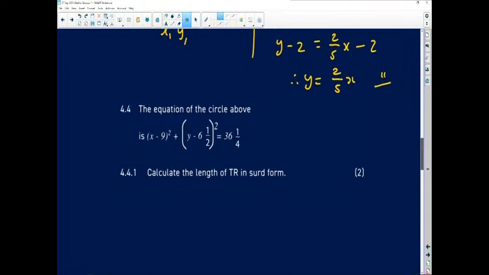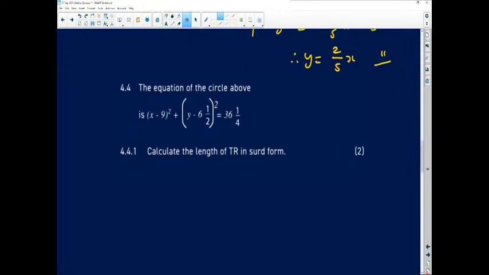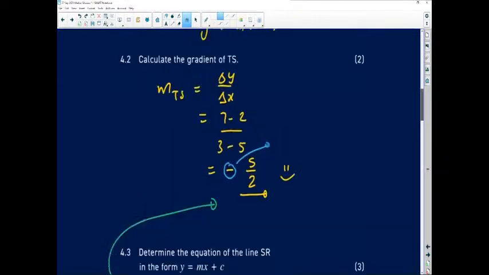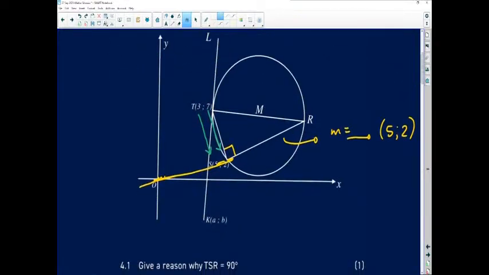Now, the last question that we have is based on question 4.4, which says to us here, the equation of the circle above is (x minus 9) squared plus (y minus 6 over 2) squared equals 36 and a quarter. Calculate the length of TR in surd form. What is TR? Someone asks. Let's go back and check TR. You go back, you check TR, and you find that TR is actually the diameter. This is the diameter.